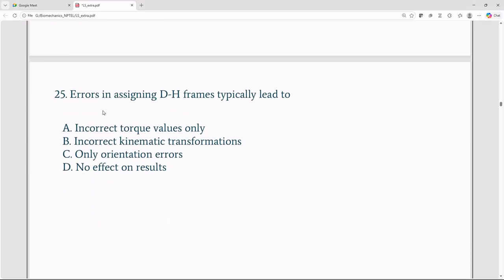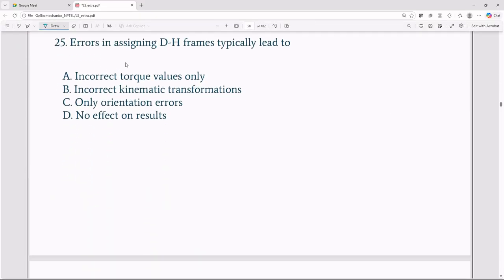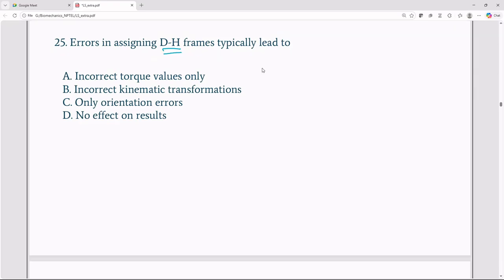Next question. Errors in assigning DH frames will typically lead to which among the following? Options are option A, incorrect torque values only. Option B, incorrect kinematic transformations. Option C, only orientation errors. Option D, no effect on results.